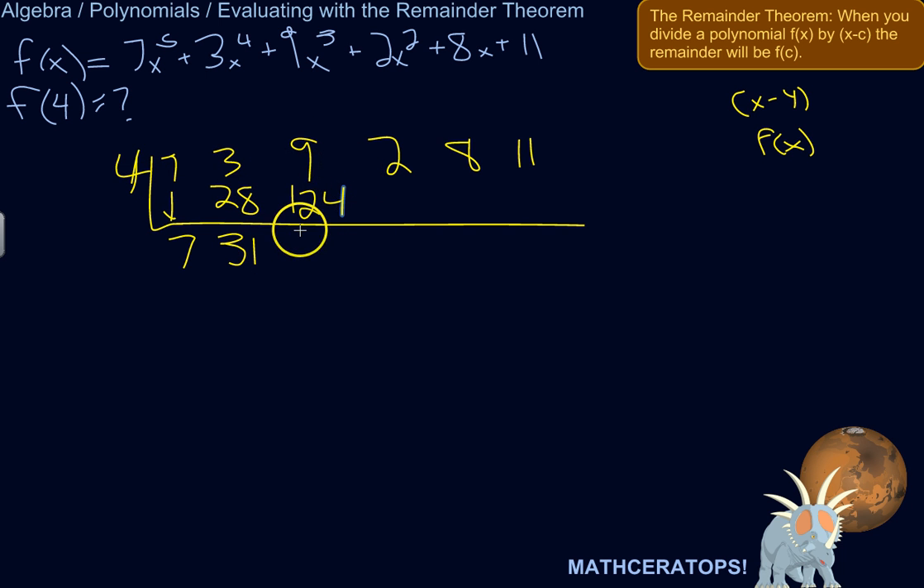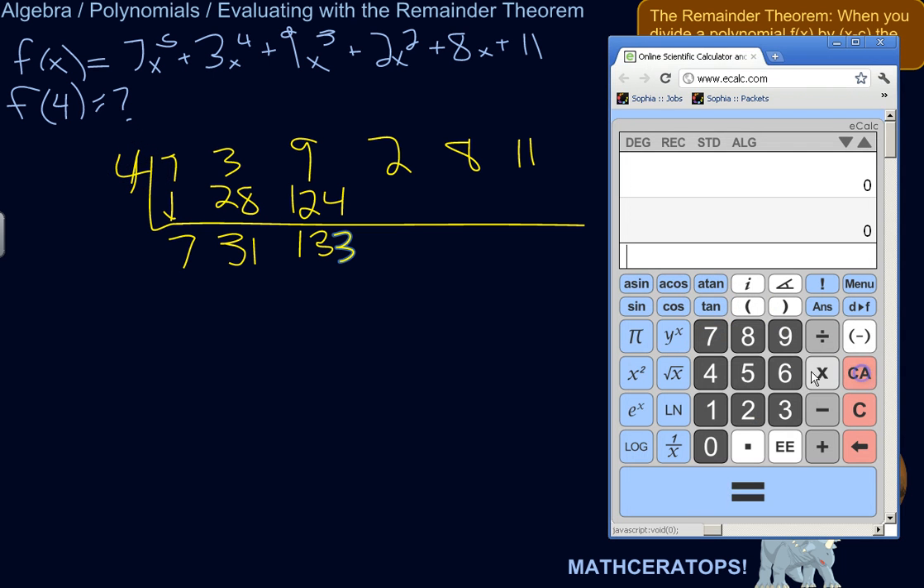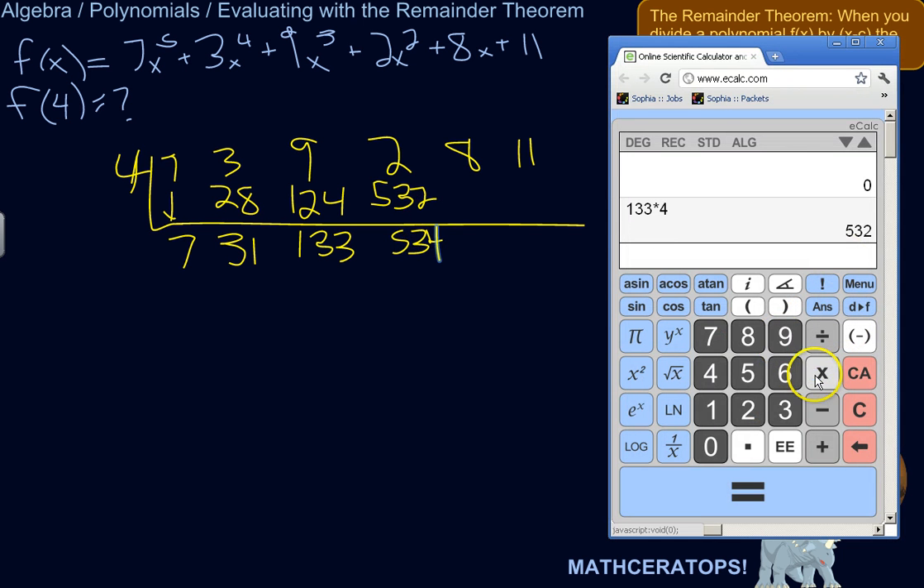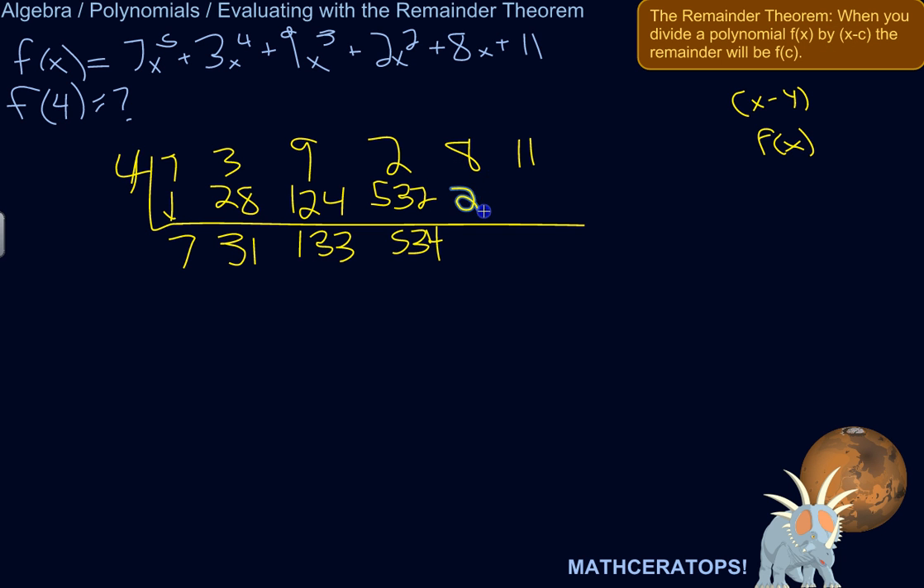9 plus 124 is 133. 133 times 4 is 500 something. I'll just save us some time. 133 times 4, 532. 532 plus 2 is 534. 534 times 4, 2,128.